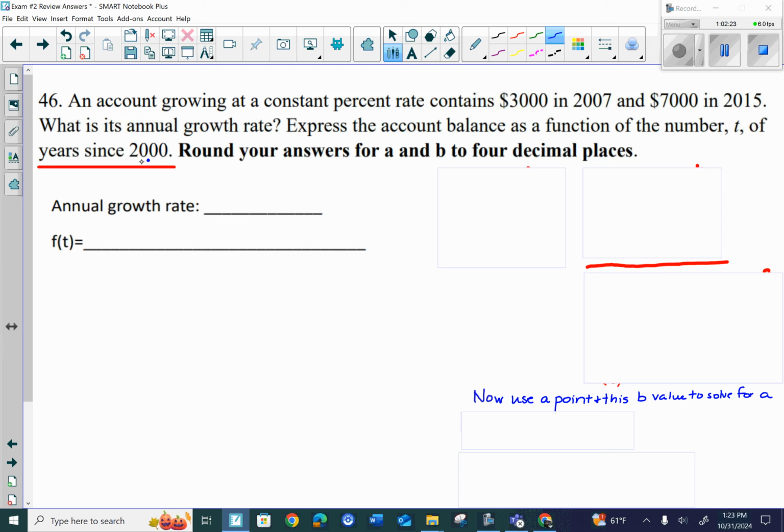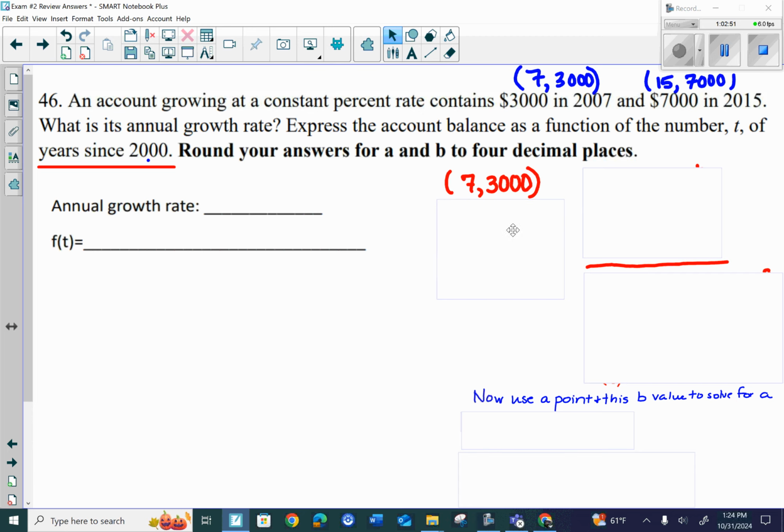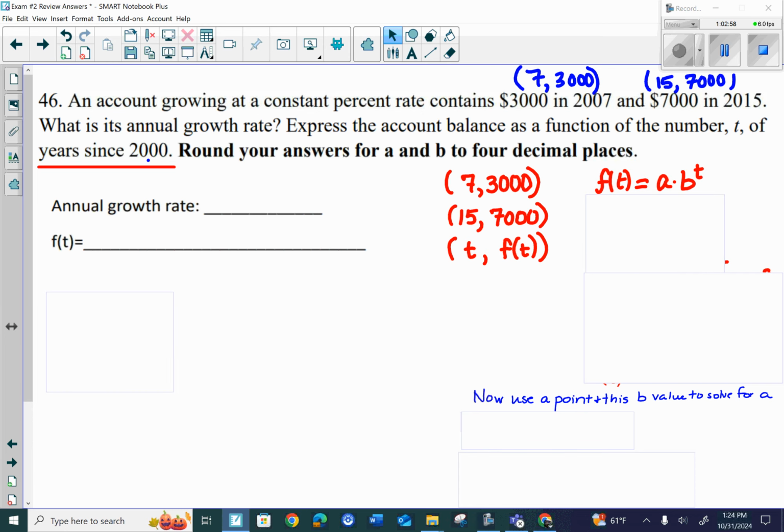So if we're talking about years since 2000, this point right here would be 3,000, and this point right here would be 7,000. Again, I think about what do I know? I know a b to the t is going to be my function. Those are always t comma f of t.